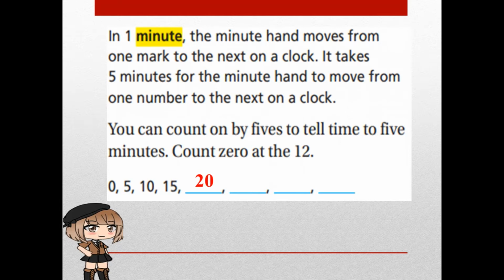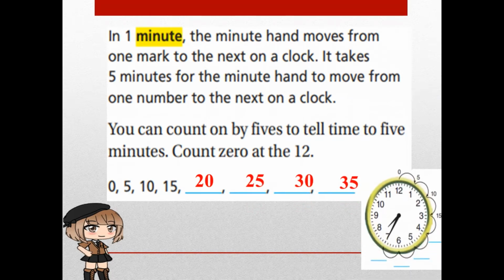each number consists of 5 minutes, or each mark consists of 5 minutes, and this means it's resembling counting by 5. So first we start from 0 minutes, the second mark is 5, after that 5, add another 5, it will be 10, then 15, 20, 25, 30, 35, and so on.